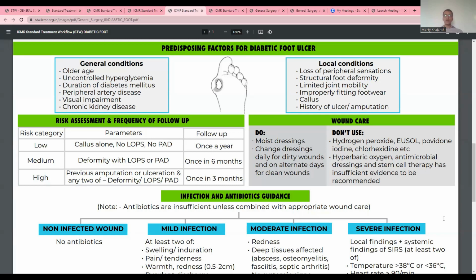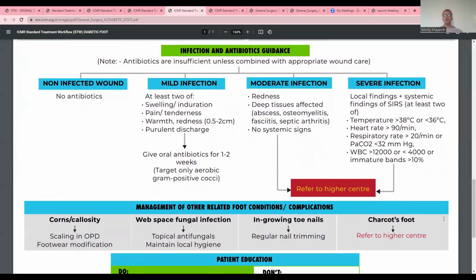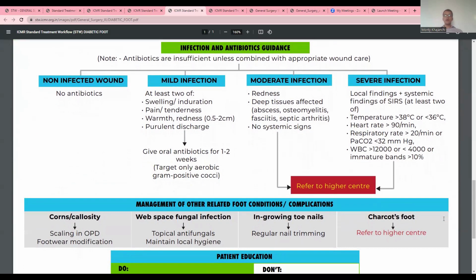Again, what kind of infection one falls into in a diabetic foot and what kind of referral he needs is being described, ranging from non-infected to mild infection, which can be managed at the primary or the district hospital. Anything which is a moderate or deeper infection, or a severe infection causing systemic signs, would require a referral to a higher center.